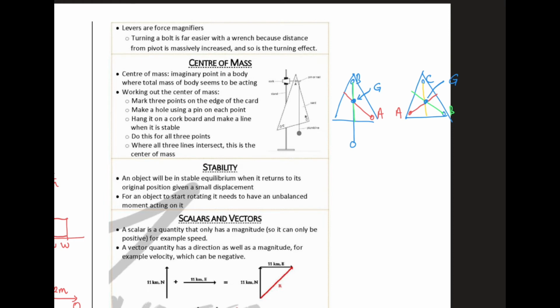Now make a hole using a pin on each point, hang it on a cork board, and make a line when it is stable. So I have to do something like this. Put a line and hang it with a load. Then you draw these vertical lines on the triangular paper, and do this for all 3 points. Where all 3 lines intersect, this is the center of mass. So we can determine it in this particular way.